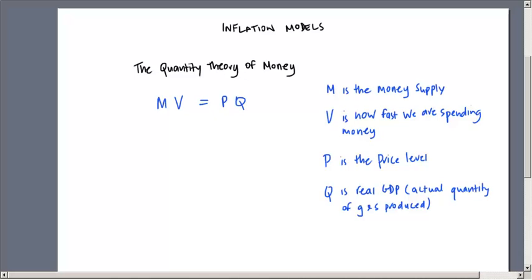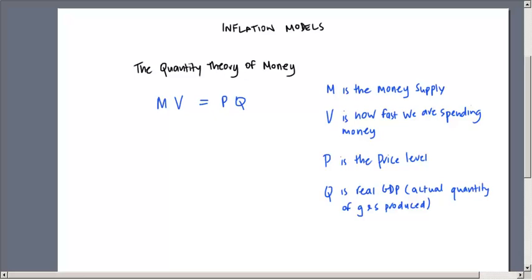V is how fast we're actually spending that money. So that's calculated by, for example, if we were to follow a $10 note through the system: someone takes $10 out of the bank, they go to a shop, they spend the $10, the shop then puts the money back in the bank, then the bank lends that $10 out again. So how fast over a period of time is that $10 note circulating through the economy?